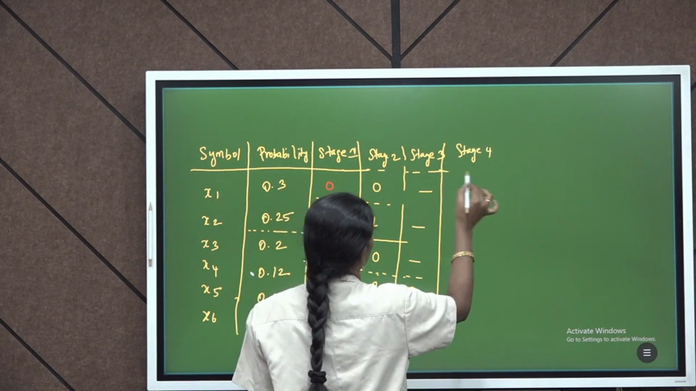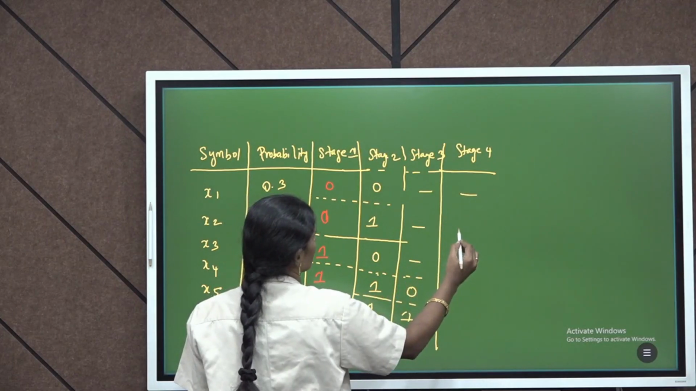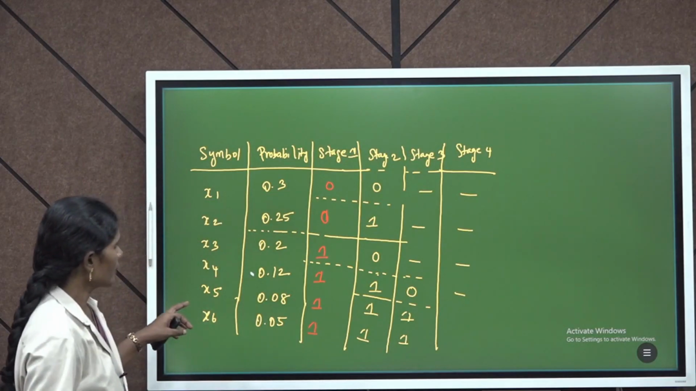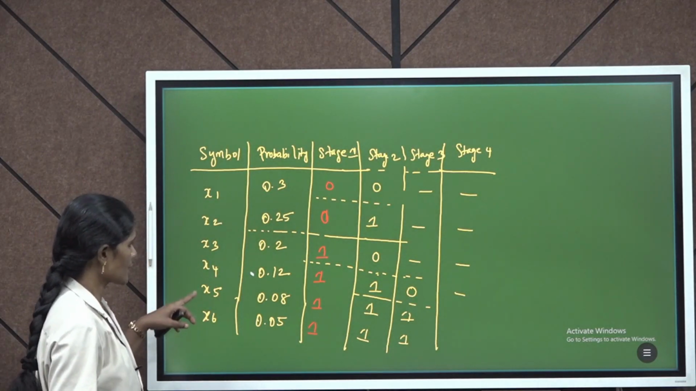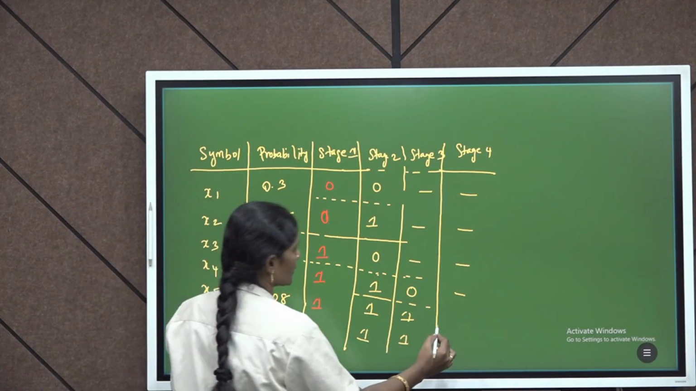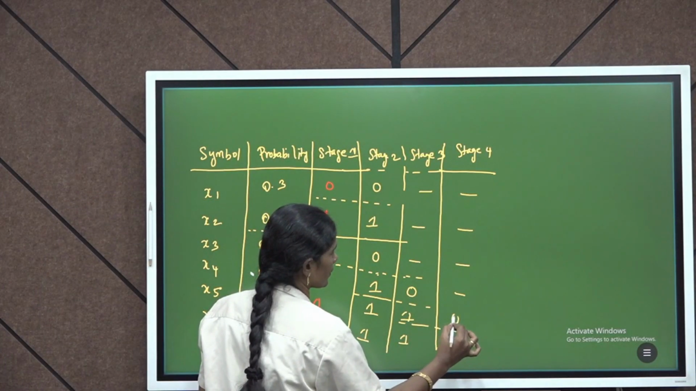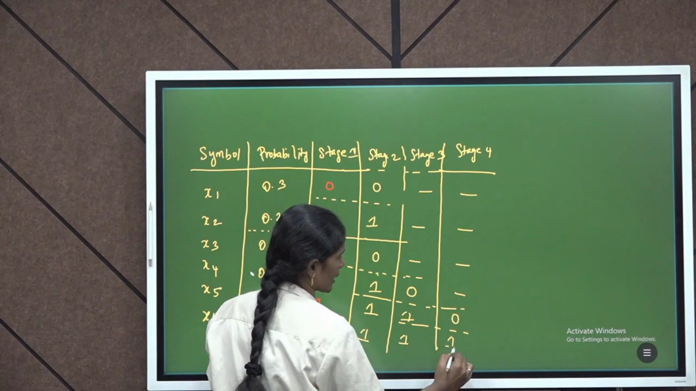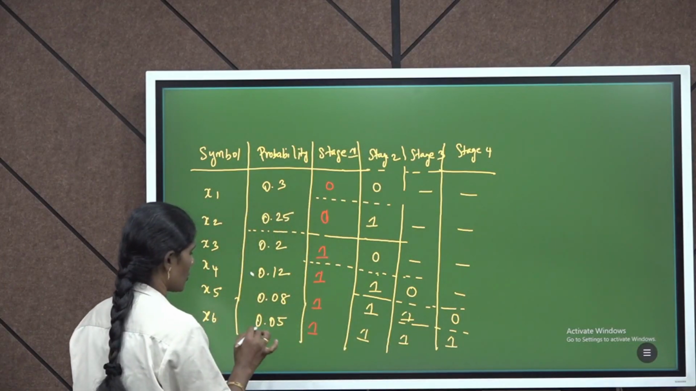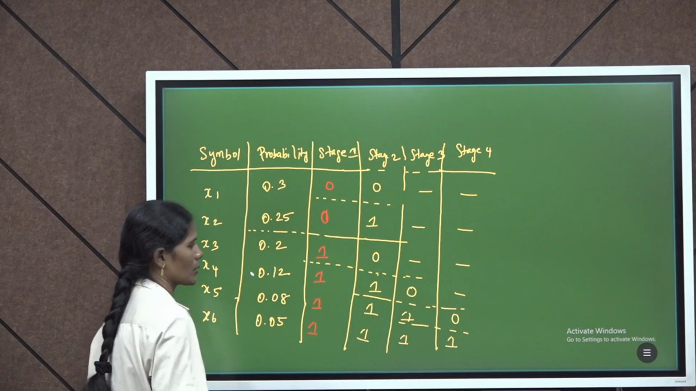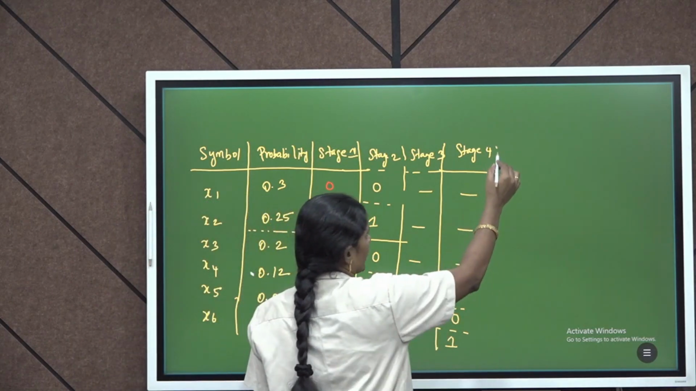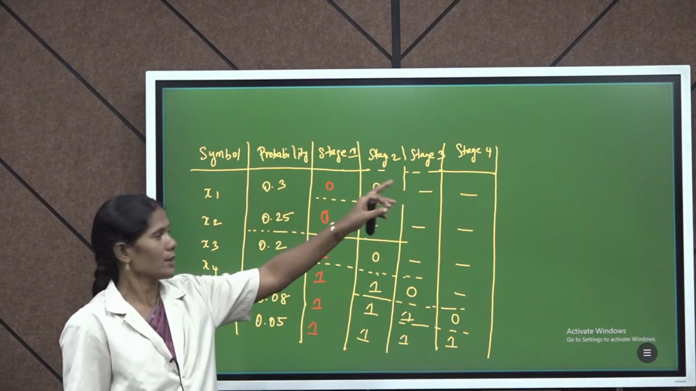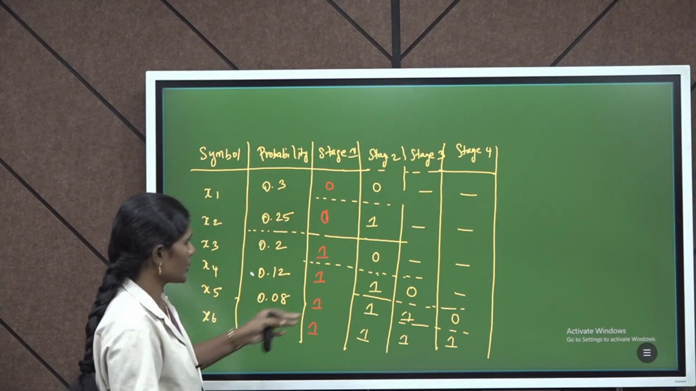So, in stage 4, x1 not required, x3, x4 also not required. In stage 4 we can subdivide x5 and x6. So, 0.08 will be the upper partition bit, 0.05 will be the lower partition bit. So, we can assign 1 to 0.05 and 0 to 0.08. Okay, by using these 4 stages we can divide the given symbols into single messages.